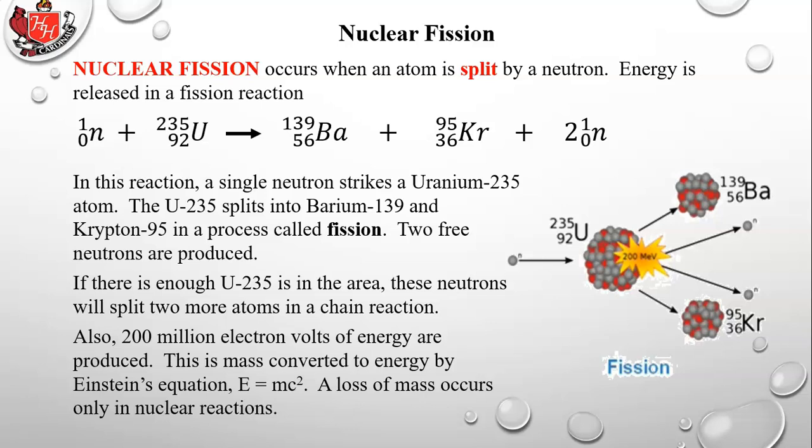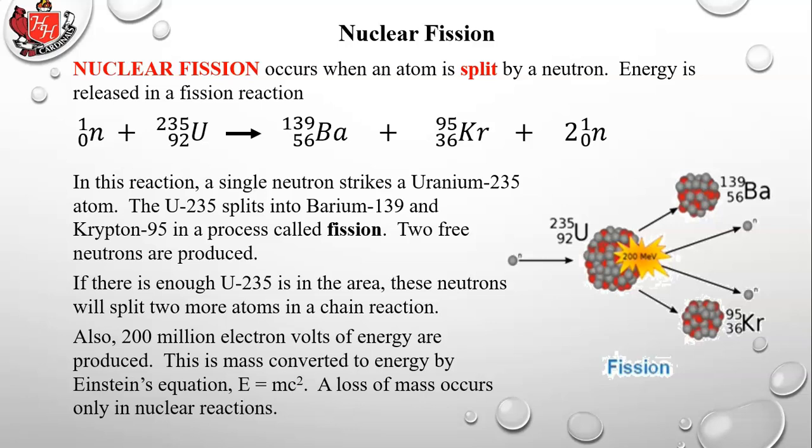So you keep releasing more and more neutrons, and if you have enough uranium around, you'll continue to split uranium atoms, and that's called a chain reaction. And that's how nuclear energy works, or how atomic bombs work, by that chain reaction of continuing to split uranium. But you have to have enough uranium to make that happen.